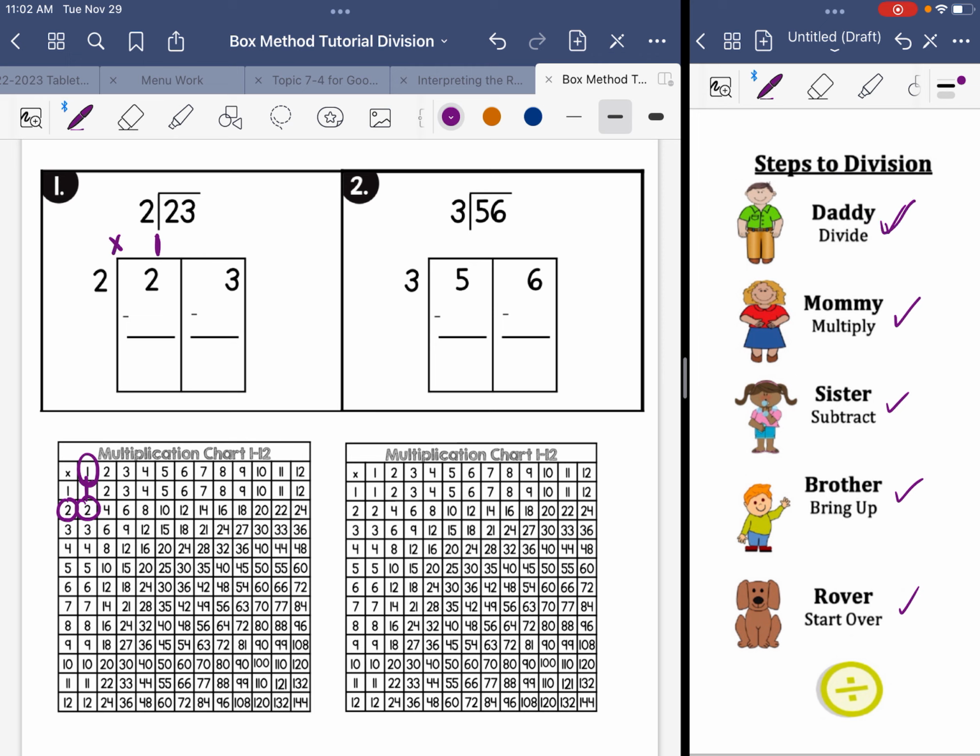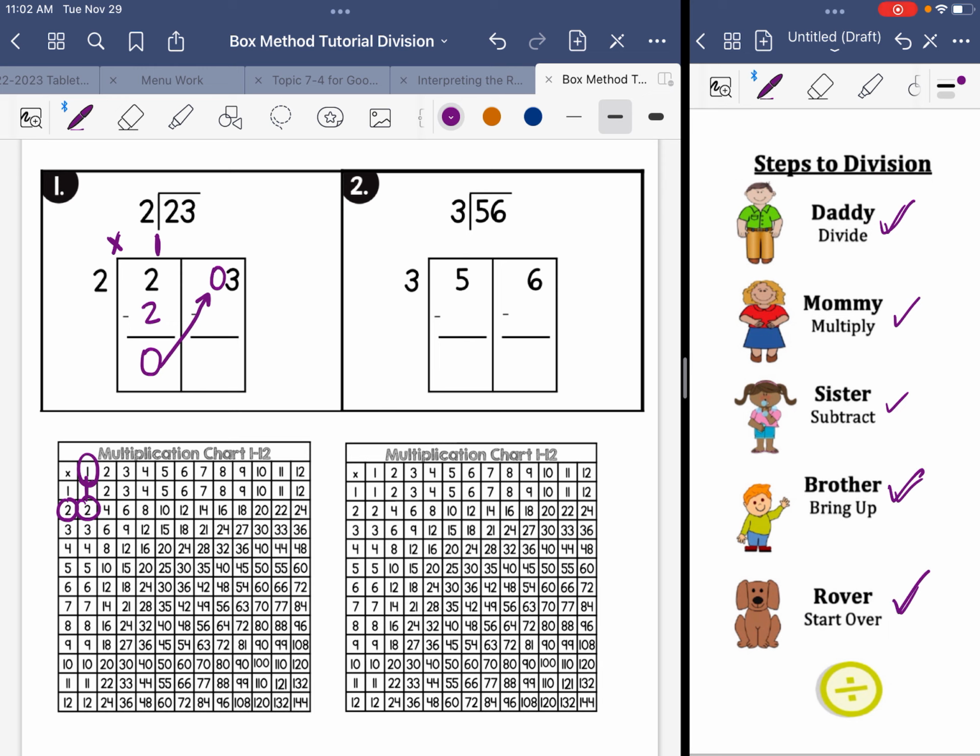Now you're going to do mommy multiply. 1 times 2. The number that you put on top, you multiply it by the divisor. 1 times 2 is 2. 2 minus 2 is 0. What you're going to do is brother bring up the 0. So now you have 3. And after brother bring up, you're going to do Rover start over.